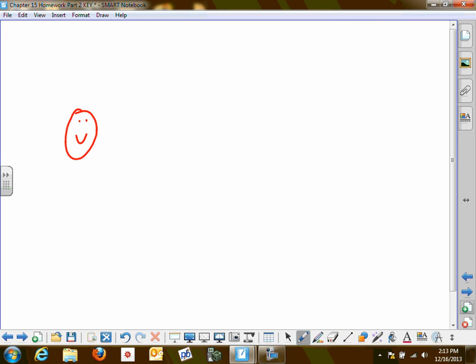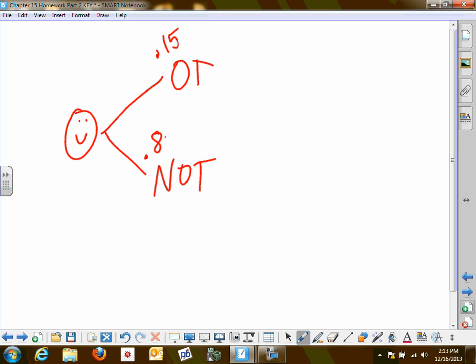She's going to either leave on time or she's not going to leave on time. So not on time. Up here it's on time. She will leave on time, and 15% of the time she will not leave on time. The other part. Okay. Here are the two if-then statements.